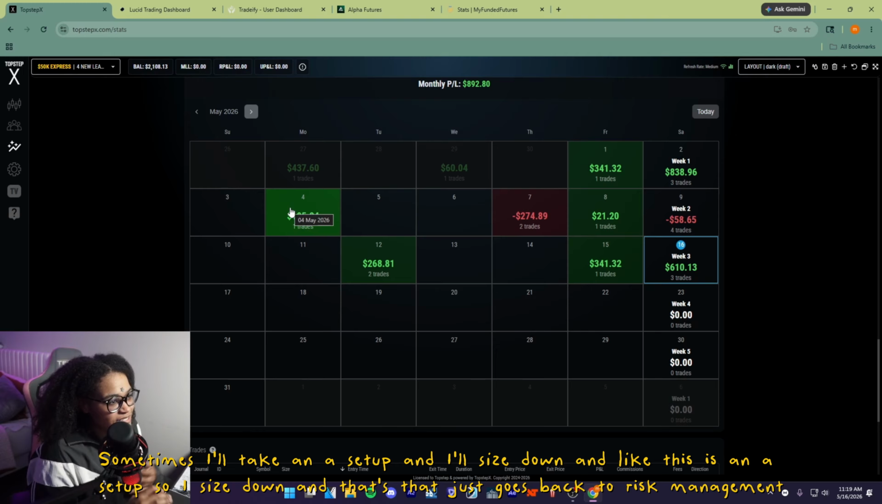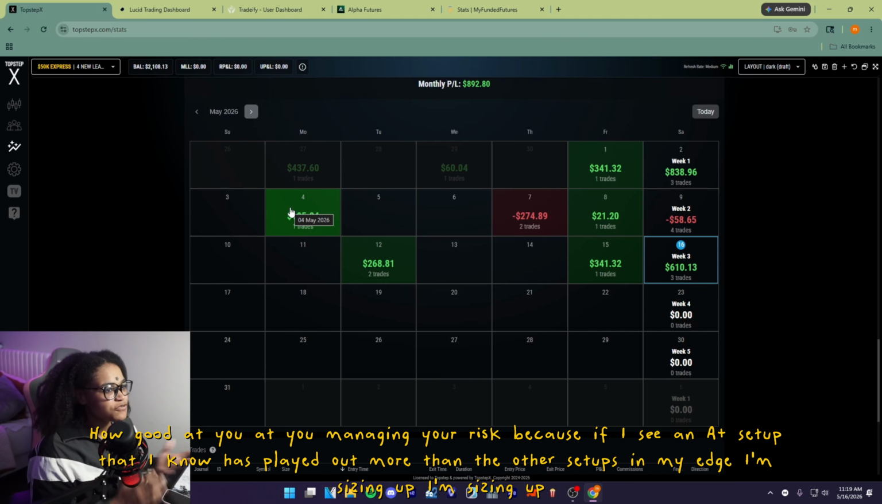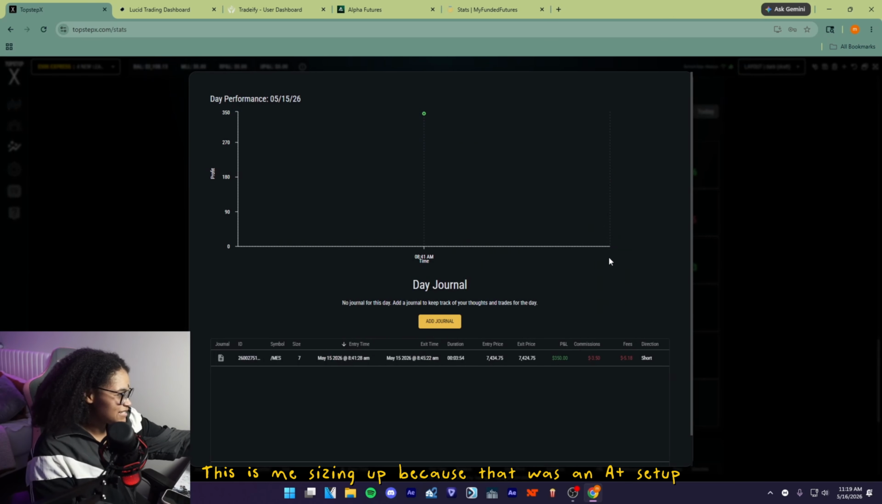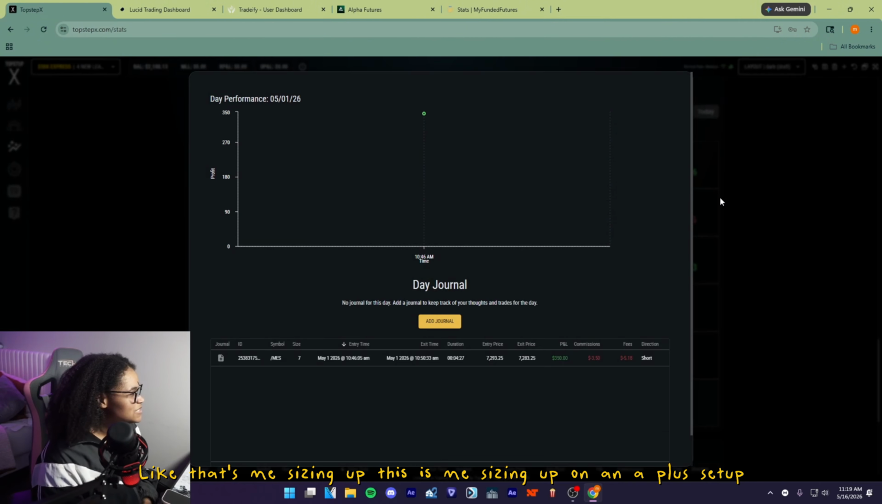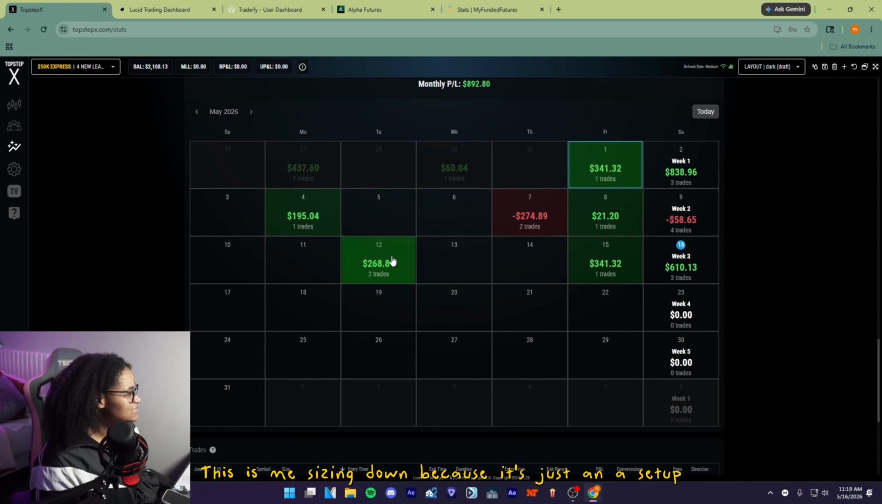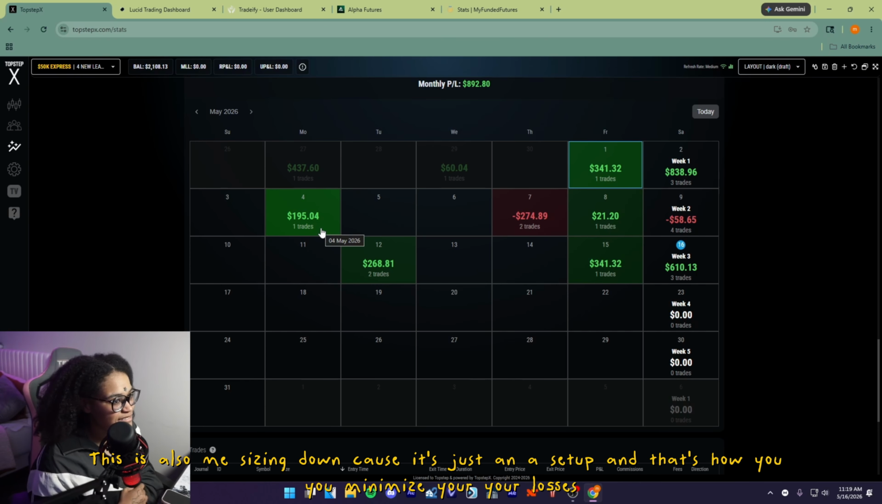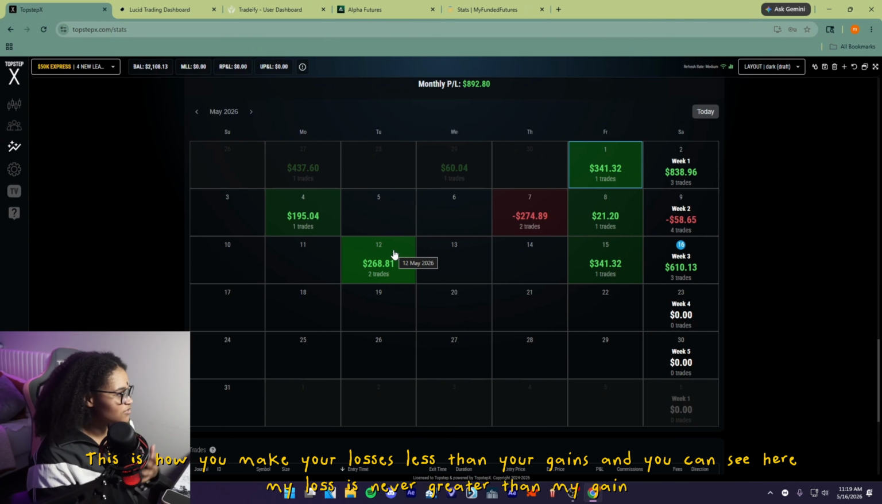And that just goes back to risk management. How good are you at managing your risk? Because if I see an A+ setup that I know has played out more than the other setups in my edge, I'm sizing up. This was me sizing up because that was an A+ setup. This is me sizing up on an A+ setup. This is me sizing down because it's just an A setup. This is also me sizing down because it's just an A setup. And that's how you minimize your losses. This is how you make your losses less than your gains. And you can see here, my loss is never greater than my gain.